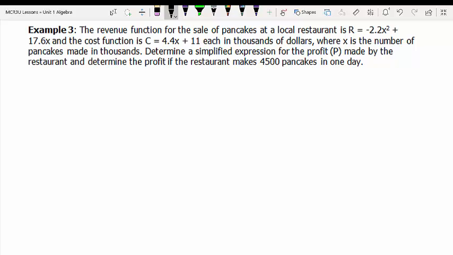Okay, the last question. The revenue function for the sales of pancakes at a local restaurant is r equals negative 2.2x squared plus 17.6x, and the cost function is c equals 4.4x plus 11, each in thousands of dollars, where x is the number of pancakes made in thousands. So if you sold 1,000 pancakes, you would just plug in 1, because x represents the number of pancakes in thousands. Determine a simplified expression for profit, and then determine the profit if the restaurant makes 4,500 pancakes in one day. So it's two parts.